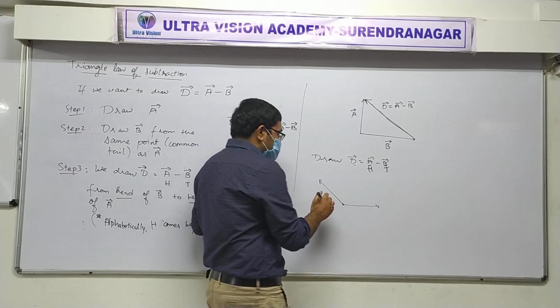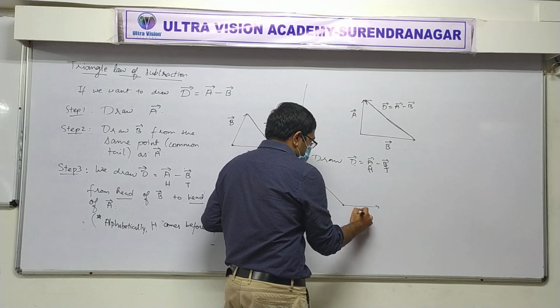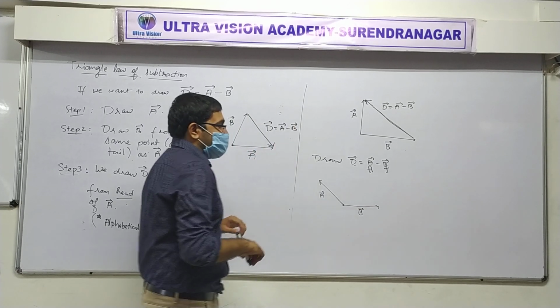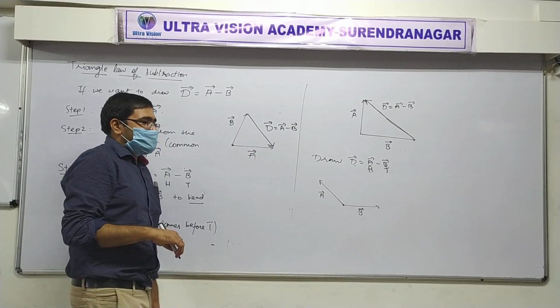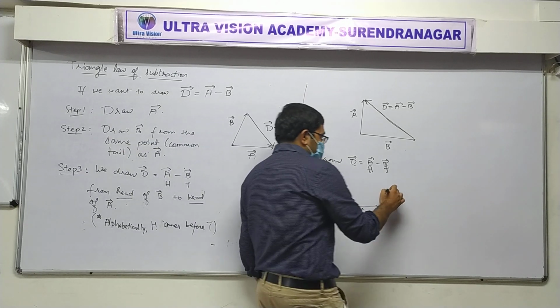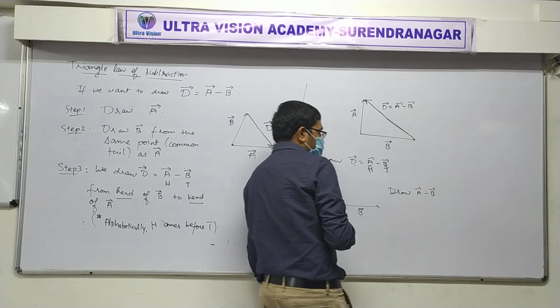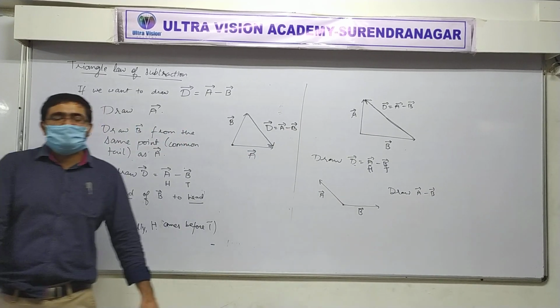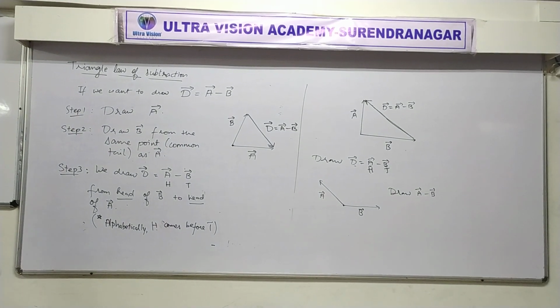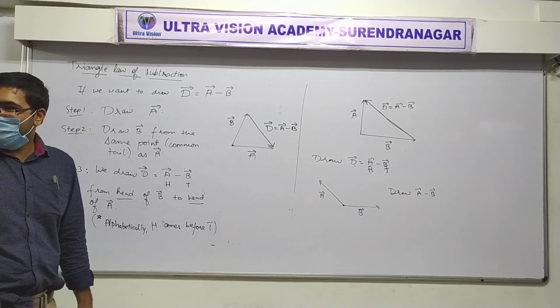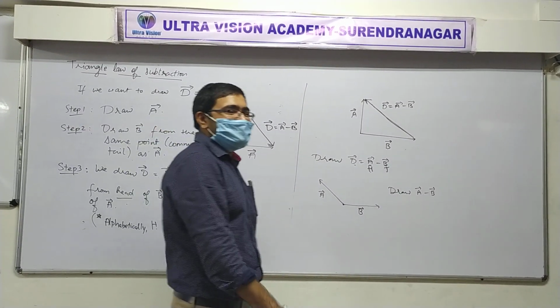Right? So suppose this is A vector and B vector. Alright. Now I want you to draw A vector minus B vector. Raise your hand when you're done. Draw the curve. Not finished yet.